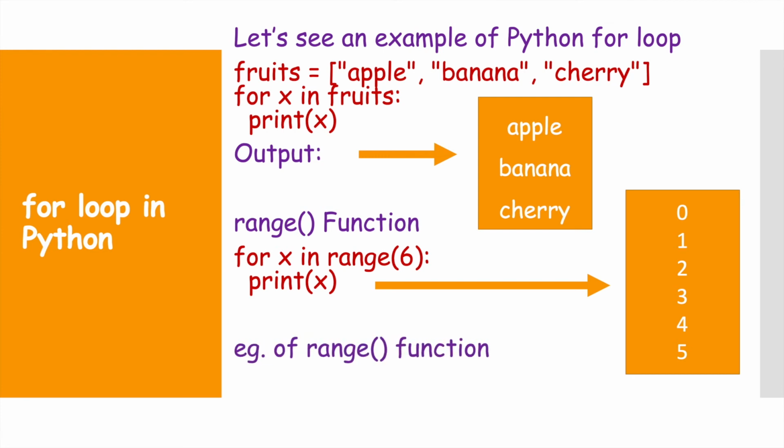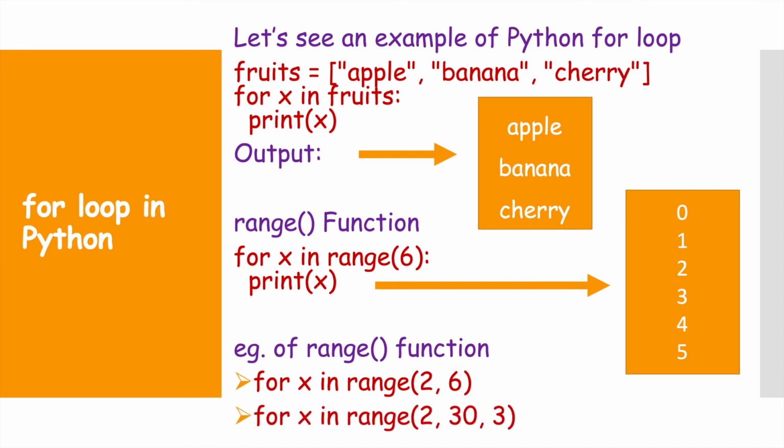So let's see certain other examples of the range function. For x in range 2, 6. The range function, as I told you earlier, defaults to 0 as a starting value. However, it is possible to specify the starting value by adding a parameter. So here in this example, range 2, 6 means the values from 2 to 6, but not including 6.